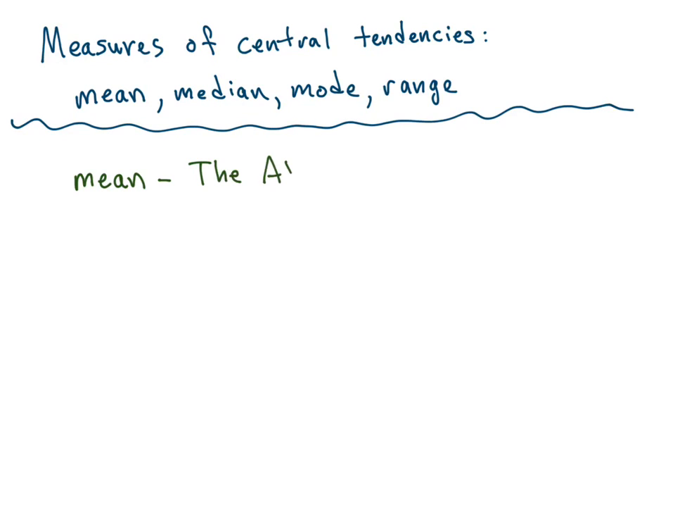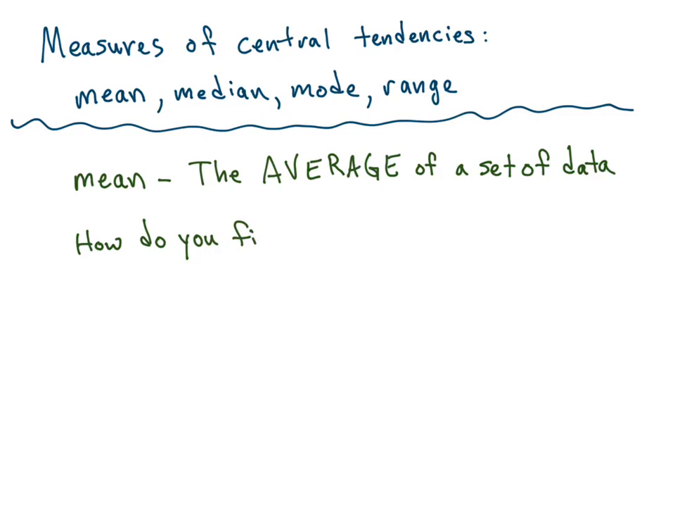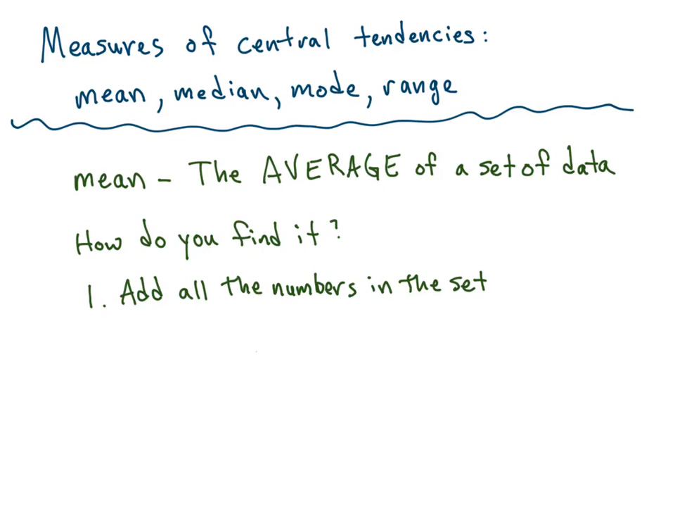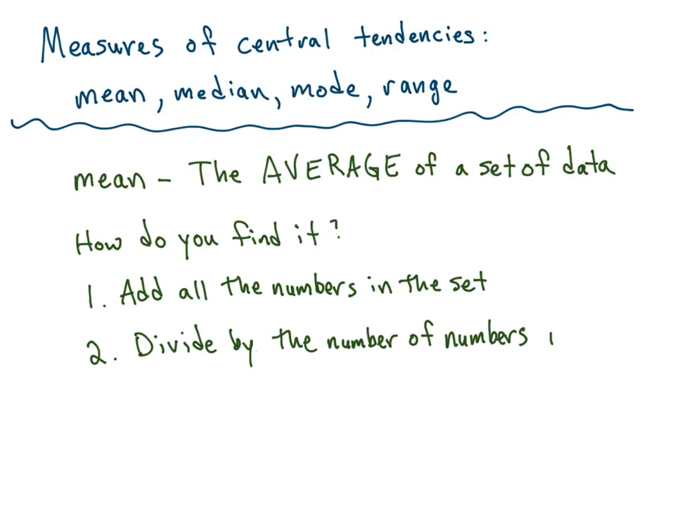So the first one is mean. Mean is often thought of as the average, but it's the average value of the data set. So how do we find that? There's two steps to finding the average of a data set. First thing you want to do is add all of the numbers in the set, and then the next thing you're going to do is divide that number, whatever you get, by the number of numbers in the set. So if there's 12 numbers in the set, we're going to divide it by 12. It just depends on how many numbers are in that set.